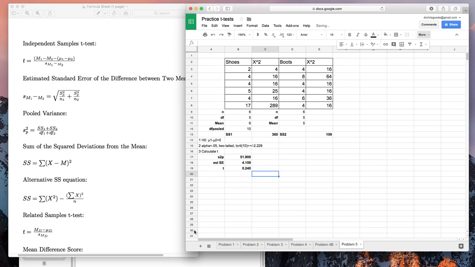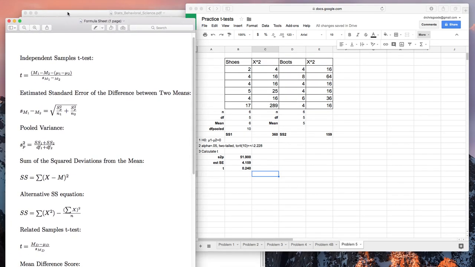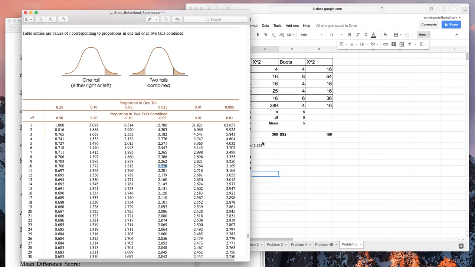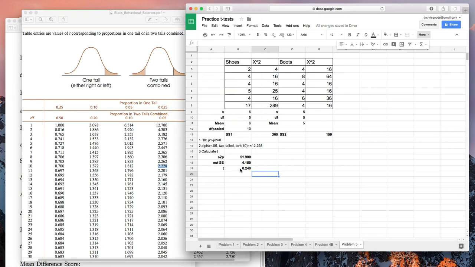Okay. What's our appropriate decision here? Well, let's go to the t-table. 2.228 was up here, 0 is here, negative 2.228 here, and t in this case is 0.240, so it's actually close to 0 on the positive side. Definitely not in the shaded area, so we'll fail to reject. We'll retain the null hypothesis.